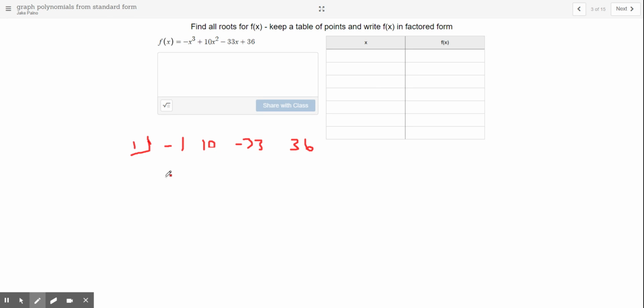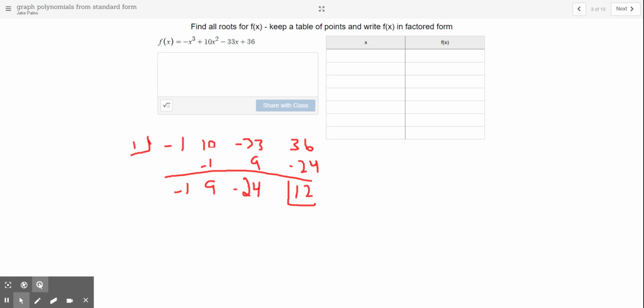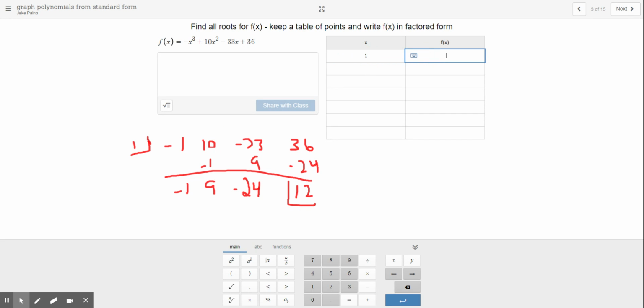So I'll start with 1. Okay, bring down that, multiply, add, multiply, add, multiply, add. All right, so 1, 12 is a point on the graph. I'll enter that in over here.